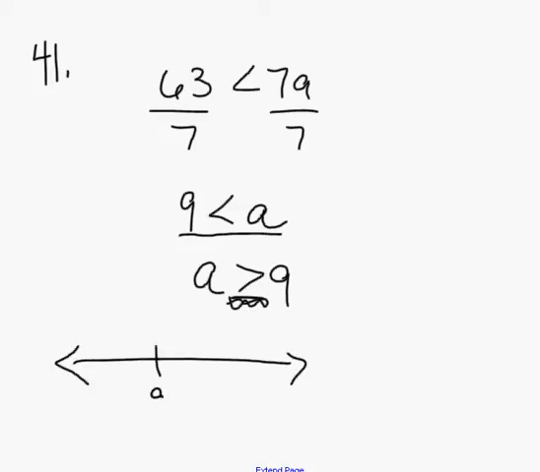Here's 9. If a is greater than that, it's pointing to the right, so my graph goes to the right. I darken in the arrow at the end, and now I need to decide whether I use a bracket or a parenthesis. Of course it's a parenthesis because that endpoint was not included. So my interval notation starts at 9 and goes to infinity, because remember, you read it left to right on your graph, parentheses at both ends because neither endpoint is included.